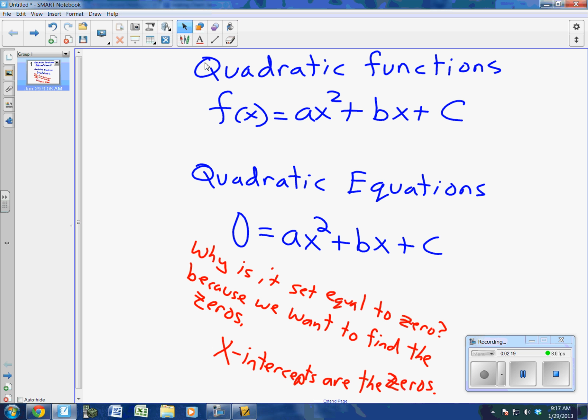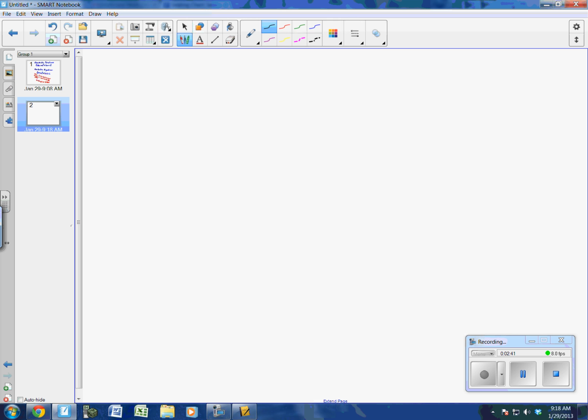Okay. Now, that's what we have. We're finding zeros. So, you guys, we can be given a quadratic function like this, and if we want to find the zeros, we just replace f of x with what? 0. Okay?